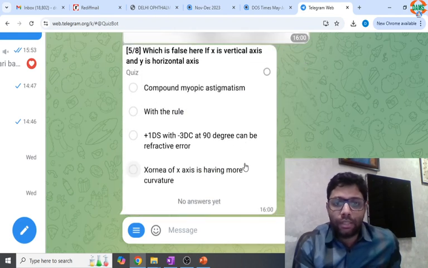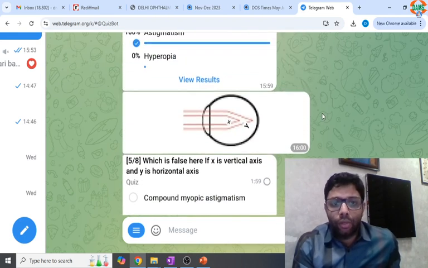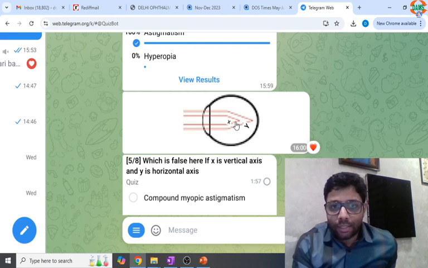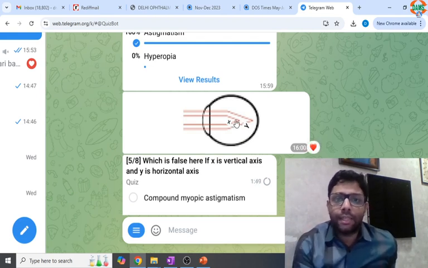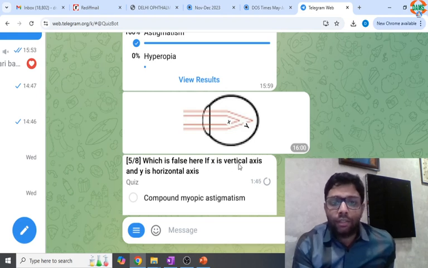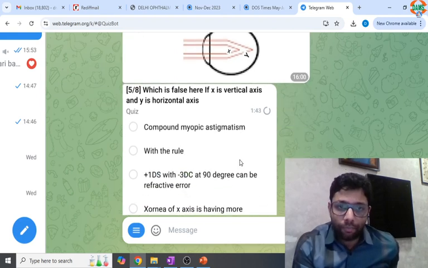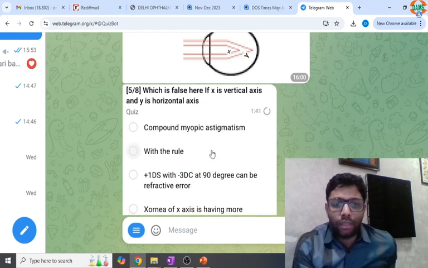But the main treatment is near glasses for presbyopia. Now here the X-rays are focused in front of the Y. Both are in front of the retina, that is compound myopic astigmatism. So A is true. And X is more in front, which means X is the steeper axis. And if X is vertical, it is with the rule astigmatism. So compound myopic with the rule is the answer.